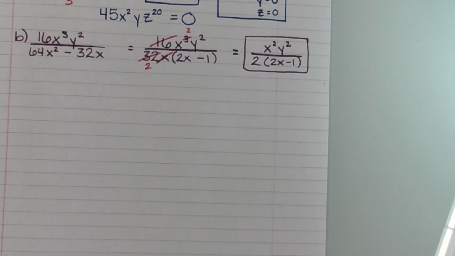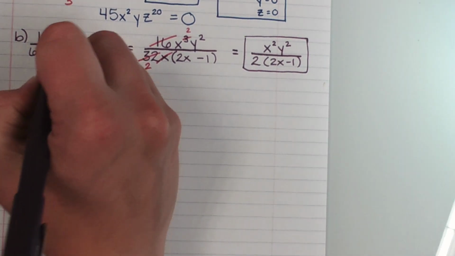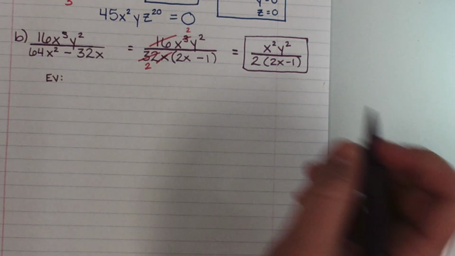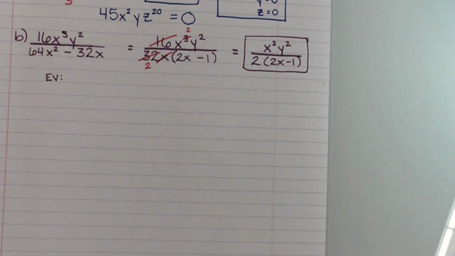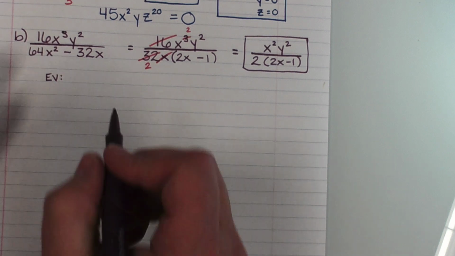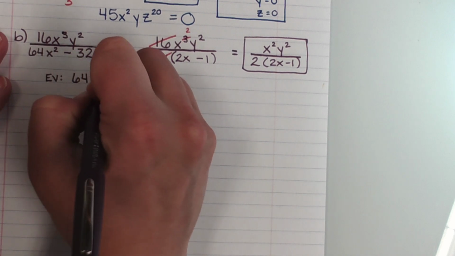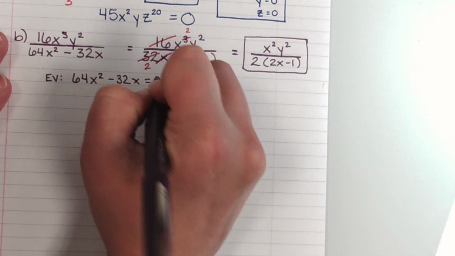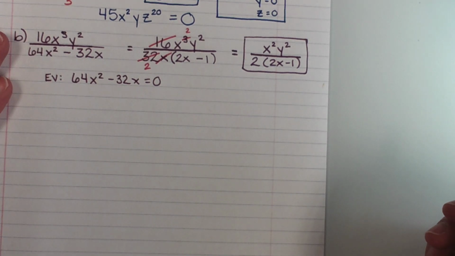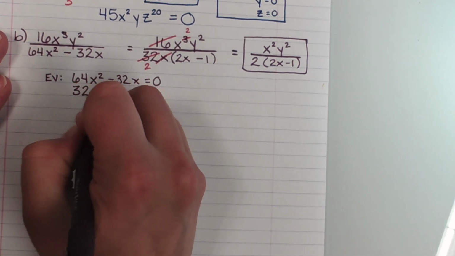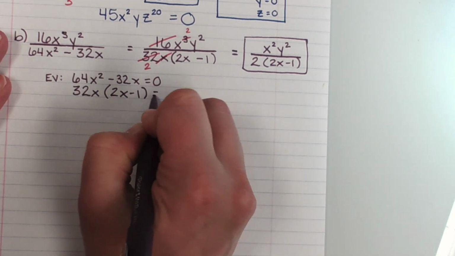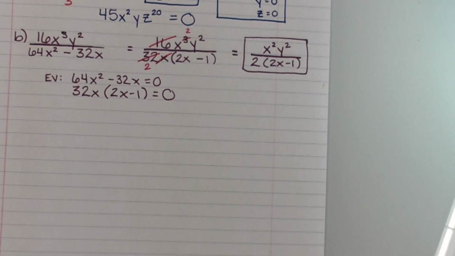Still need my excluded values. Set my original denominator equal to 0, or in all technicality, you can always go with the factored version of the original. As long as you haven't canceled anything out of it yet, you can start with the factor. If you don't, it's not the end of the world. If I wrote 64x squared minus 32x equals 0, it just means the first thing I'm going to do is factor it. Which, between Marissa and Harmony earlier, we got 32x and 2x minus 1.